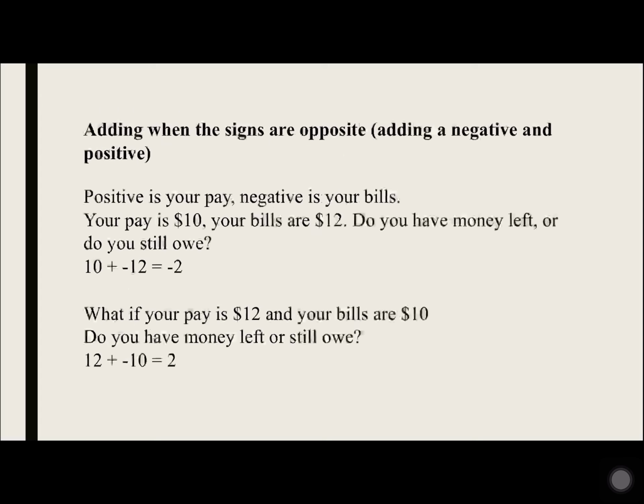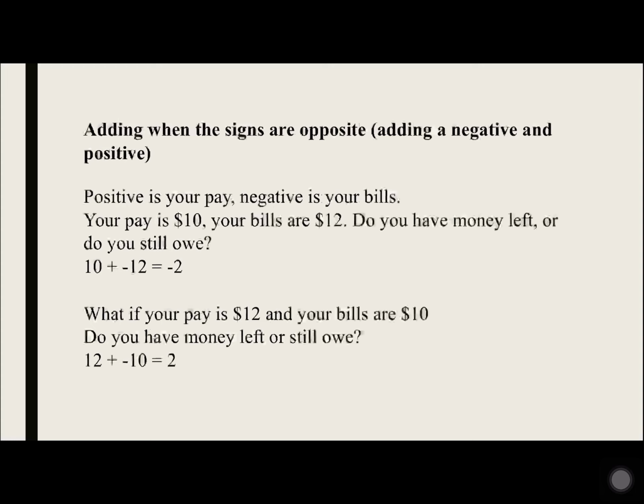Adding when the signs are opposite. Adding a negative and a positive. So the signs are going to be different. Positive is your pay. Negative is your bills. Your pay is $10. Your bills are $12. Do you have money left, or do you still owe?